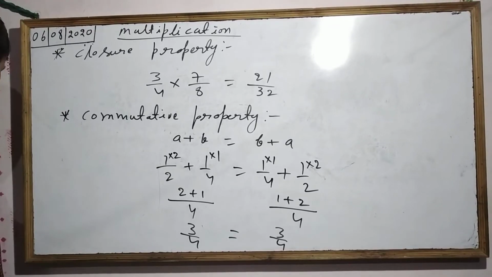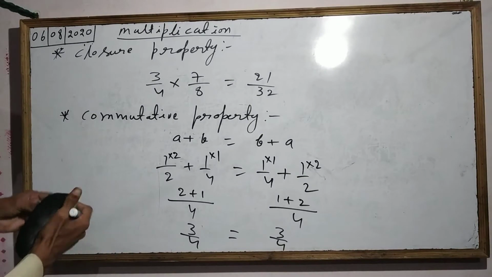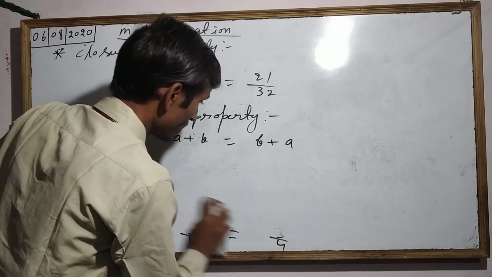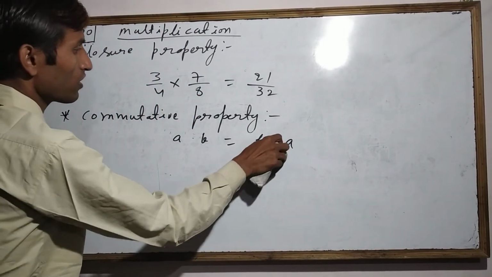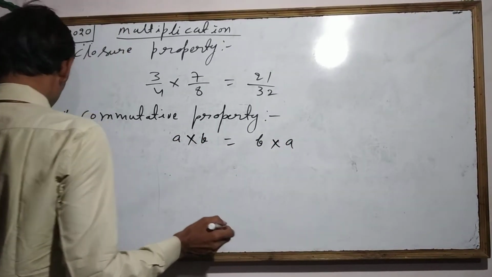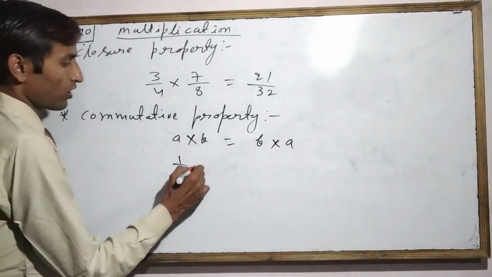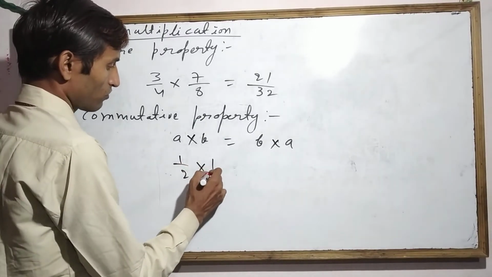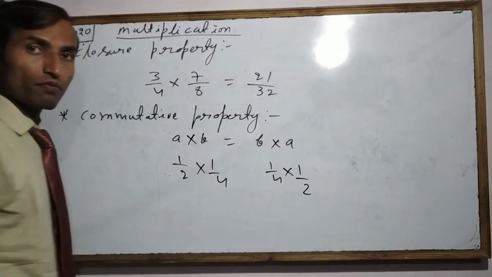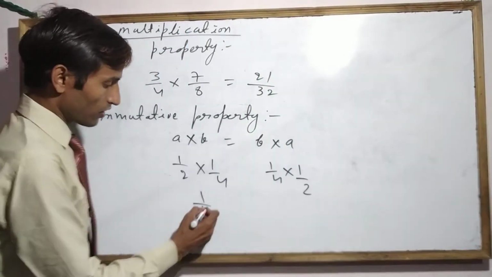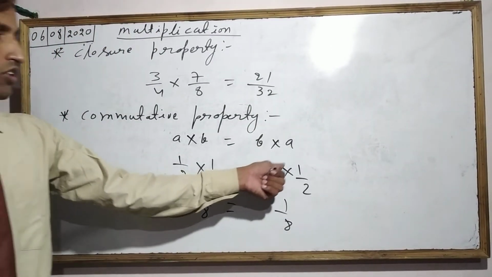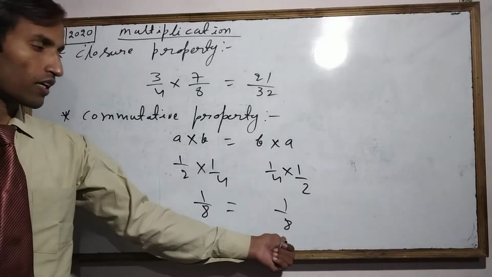Next one is our associative property. I have added here, we have to multiply. In this, we multiply A into B or B into A. So 1 upon 2 and 1 upon 4, and here 1 upon 4 into 1 upon 2. Just do the multiplication: 1 upon 8 will come here and 1 upon 8 here. Meaning 1 times 1 is 1, 2 times 4 is 8, and 1 times 1 is 1, 4 times 2 is 8. So both LHS and RHS are equal.